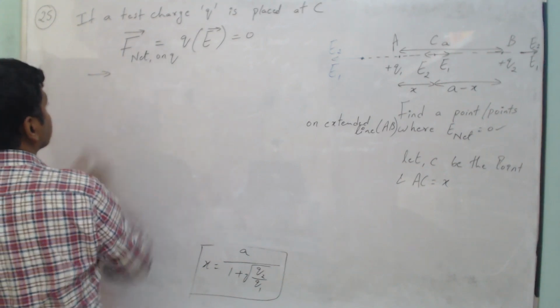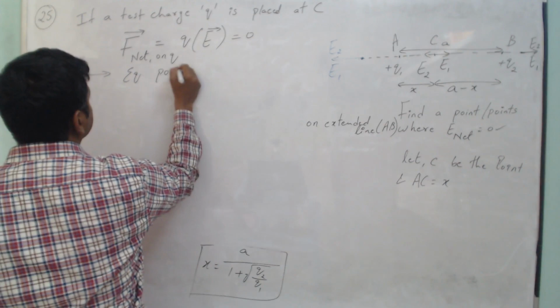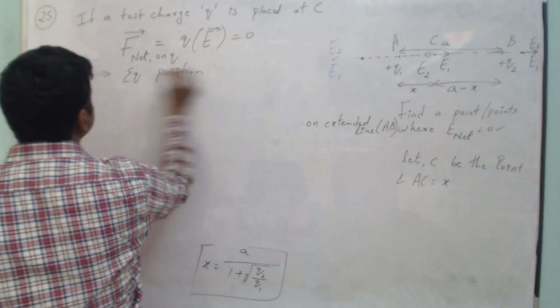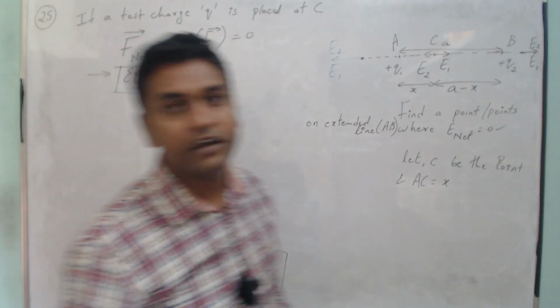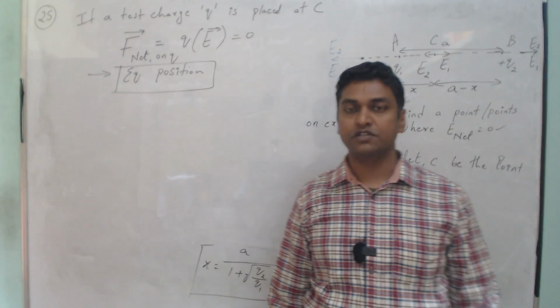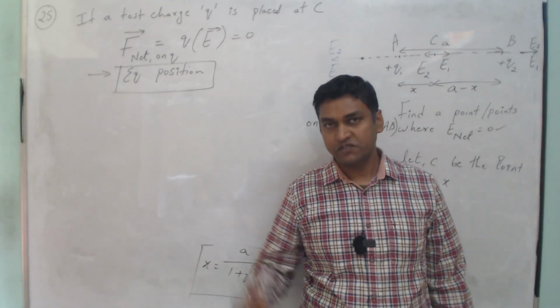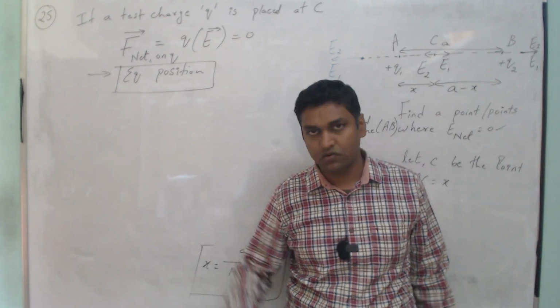Very good. So this can also be said to be an equilibrium position because net force is zero, right? Wherever we find net force is zero in mechanics, we say it is an equilibrium position. The definition for equilibrium position is net force is zero.